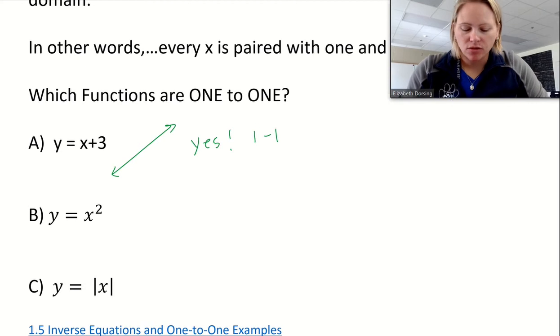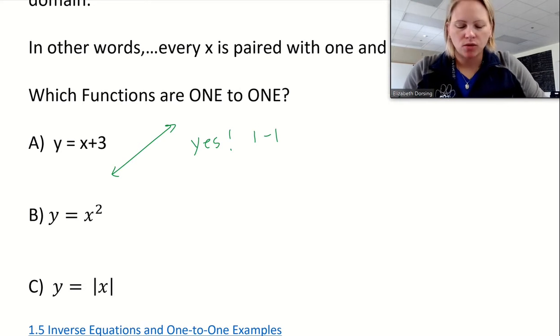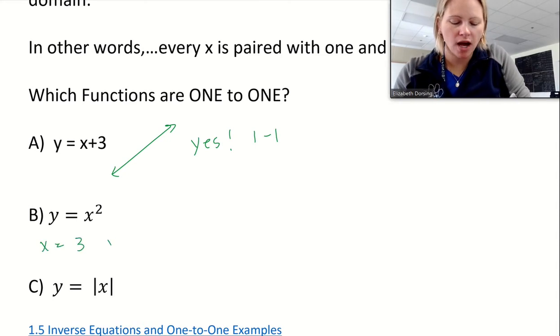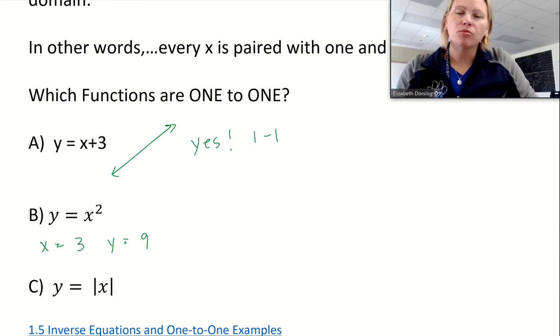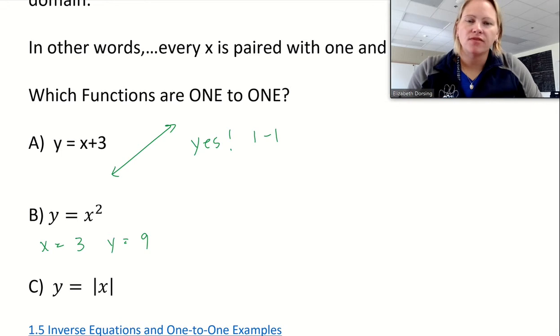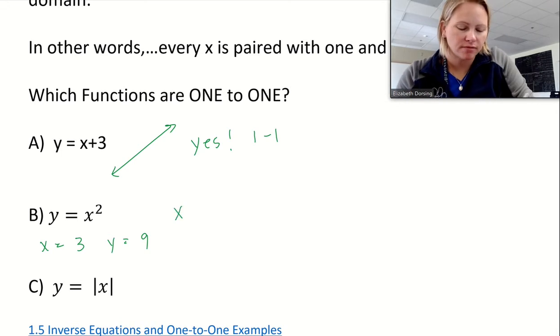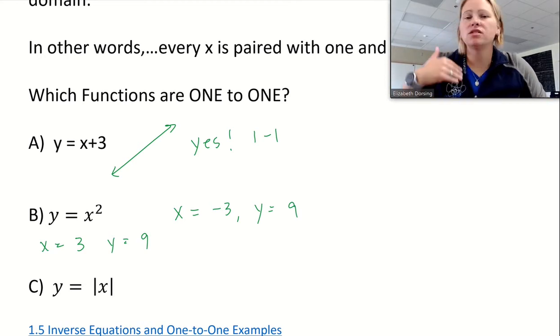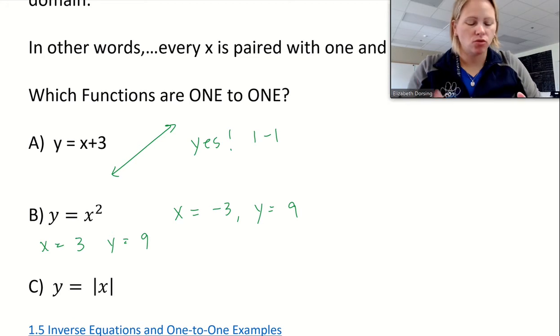Now, when we look at question B, it's a parabola. It's y equals x squared. For example, if I plug in the number 3, when x is 3, y is going to be 9. The problem is there's also another x value that gives me 9, and that's negative 3. Because there's two x values that give me that same output, even though it's a function, it's not a one-to-one function.